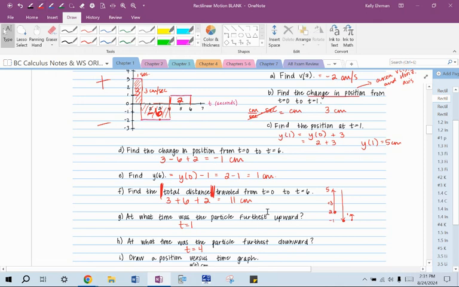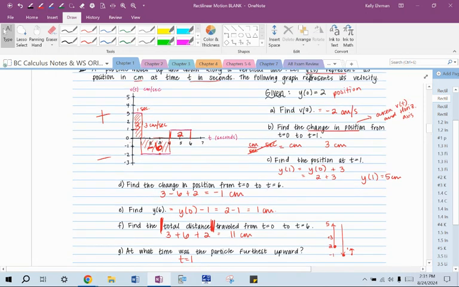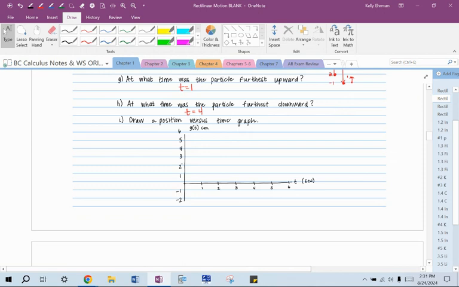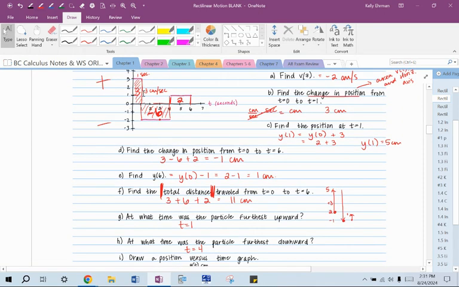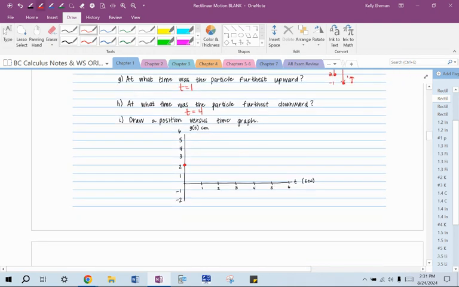And then draw a position versus time graph. So we were told that y of 0 equals 2. So we start there, (0, 2). And then remember, use these changes in position. So at 1 second, you should go up 3 units. So at 1 second, go up 3, and you're at 5.